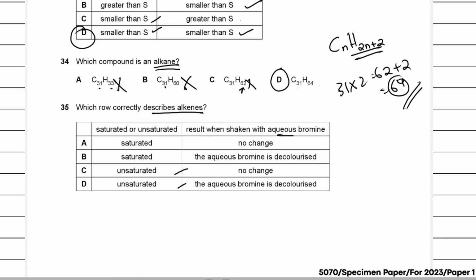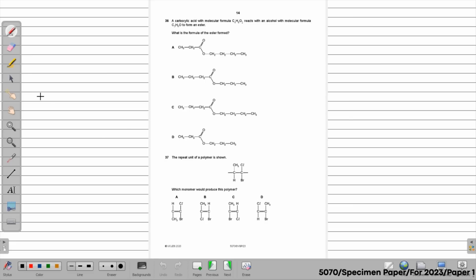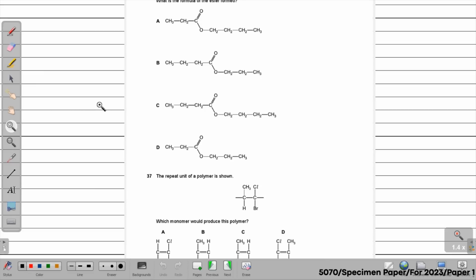So the result when shaken with aqueous bromine: yes, there will be a decolorization. So the answer is D. This is actually the test for alkenes and alkanes. Alkanes generally are unreactive with liquid bromine. They only react with UV light. So alkenes are much more readily reactive with halogens. Oh, we're almost at the end of this paper.